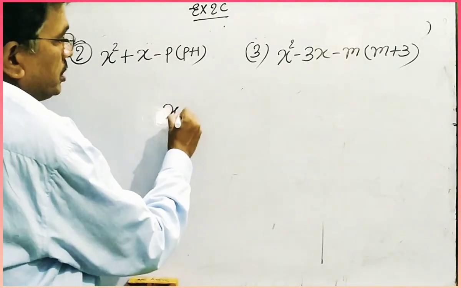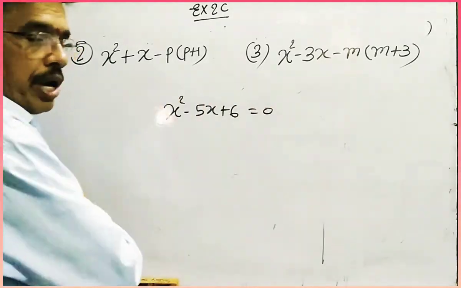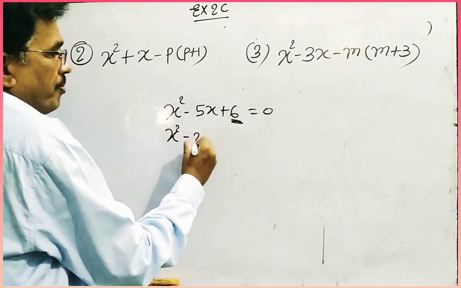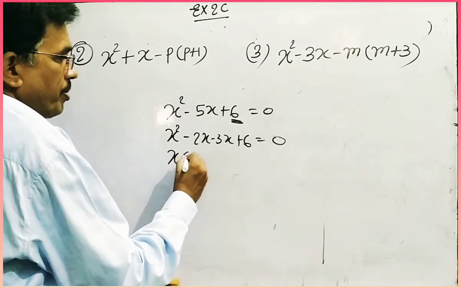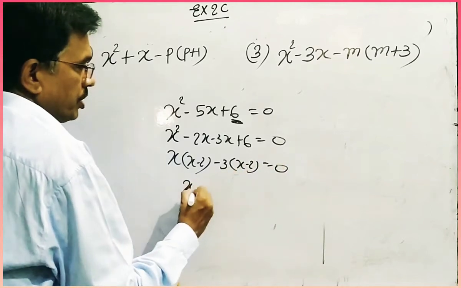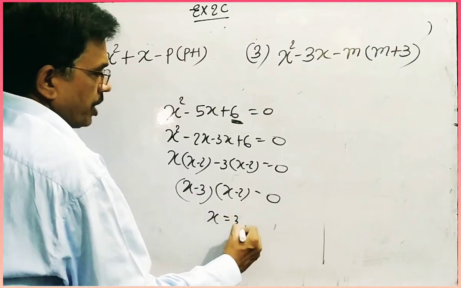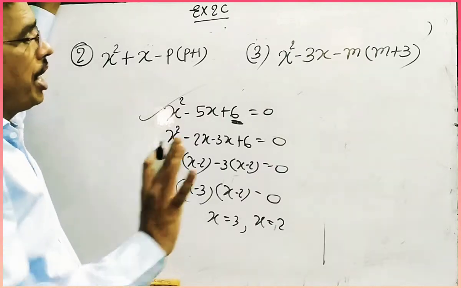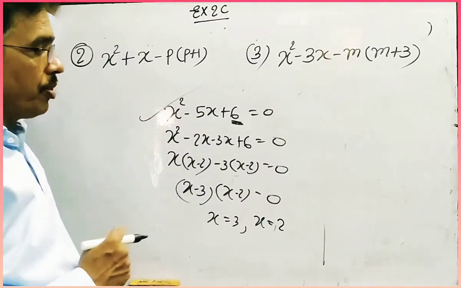Dear student, when your question is x square minus 5x plus 6 is equal to 0, you can find the zeros easily. With the help of this 6, you write minus 2x and minus 3x plus 6 equal to 0. Then x common, x minus 2, and minus 3 common, x minus 2 is equal to 0. So it is x minus 3 and x minus 2, that is x is equal to 3 and x is equal to 2. By this splitting method, which you know very well, you can find the value of x, or the zeros of this polynomial.